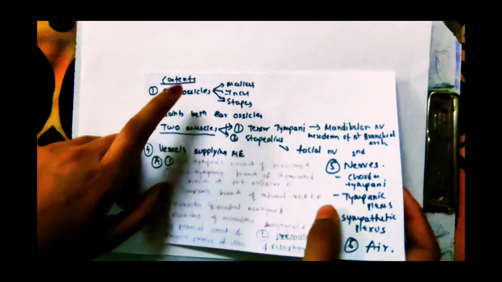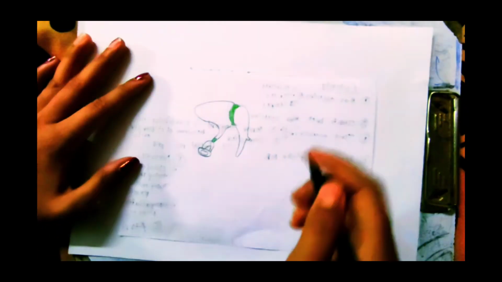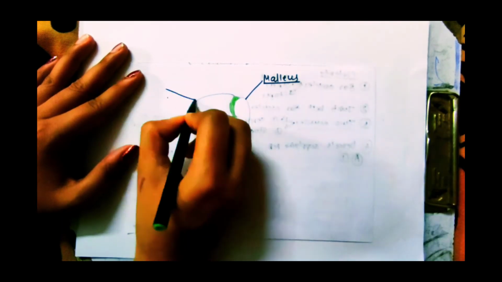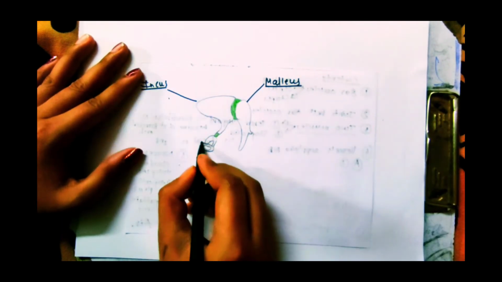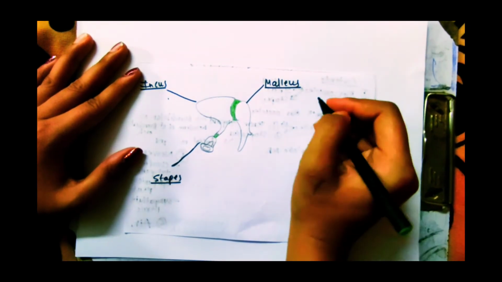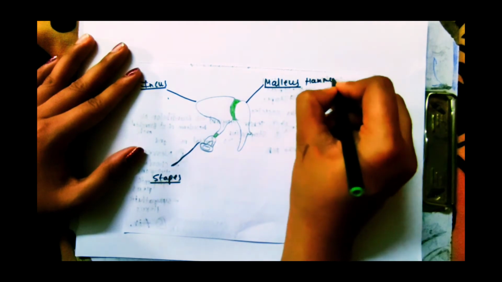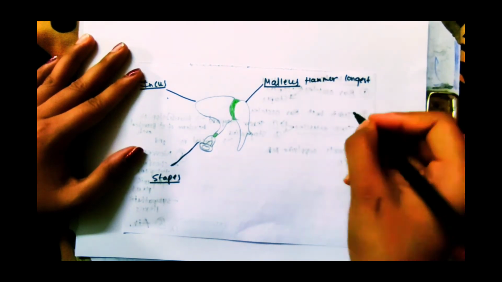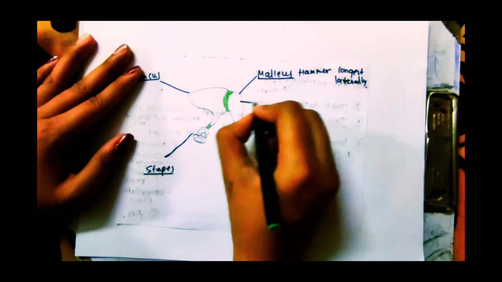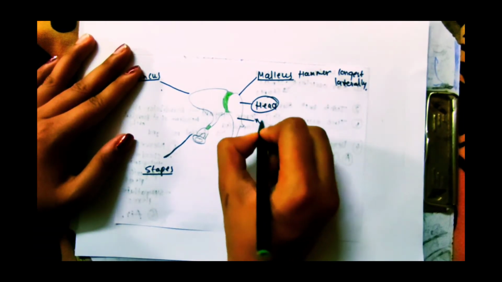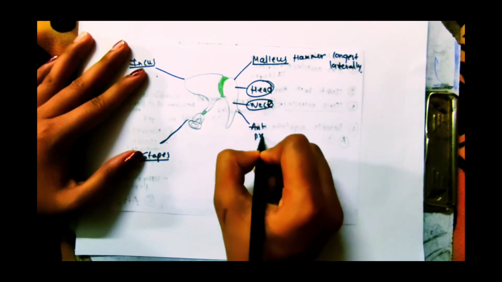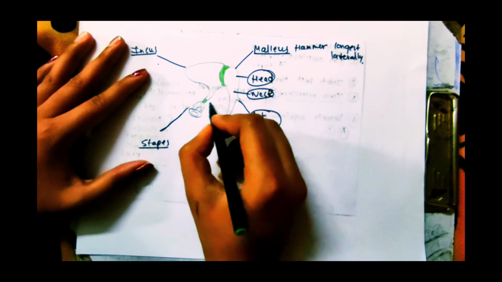Now let's look at the ear ossicles. This is the malleus, this is the incus, and this is the stapes. The malleus is a hammer-shaped, longest ear ossicle and lies laterally. It consists of a head, neck, anterior process, and handle.